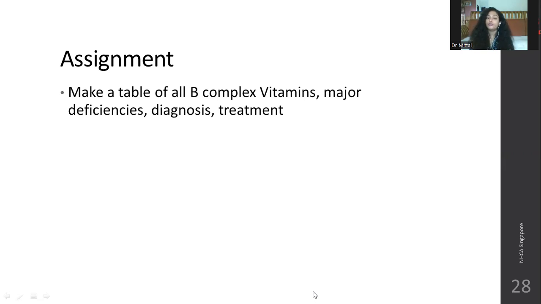The functions you have to read from the textbook, that is your self-study. You have to invest your time into reading the functions. You have to go through it. In case of any doubt, if you want further clarification regarding the functions, you can contact me directly on my WhatsApp number.